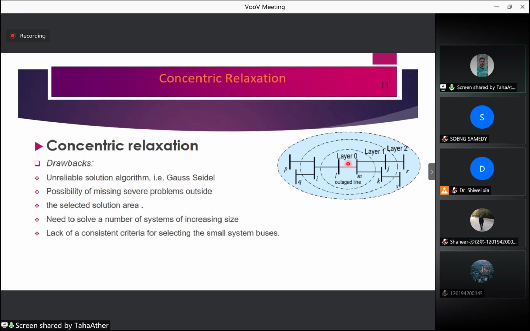But it also comes with drawbacks. The method suffers from a number of weaknesses. Number one is the unreliable convergence in terms of mismatches of the Gauss-Seidel solution algorithm. Another is the possibility of missing severe problems outside the selected pocket, due to the use of a small cutoff network and the exclusion of the boundary buses from outage severity consideration. Another problem is the lack of consistent criteria for the selection of buses to be included in the small network, because we don't know whether we are selecting layer 0. So the problem is in this layer or not.